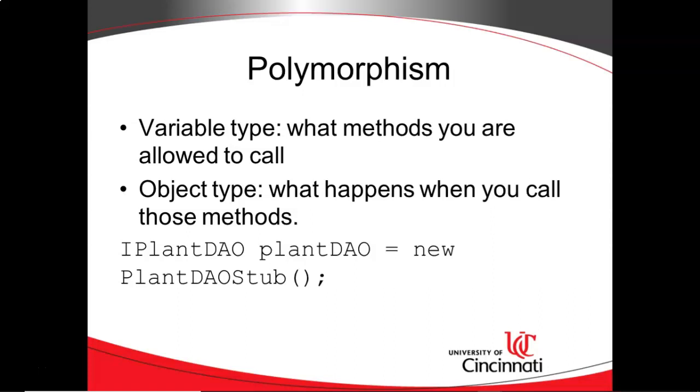Remember what polymorphism means. First of all, it's one of the four principles of object-oriented programming, the others being abstraction, encapsulation, and inheritance. What polymorphism means is that the variable type and the object type can be two different types. So the variable type can be an interface, and the object type can be a class that implements that interface.